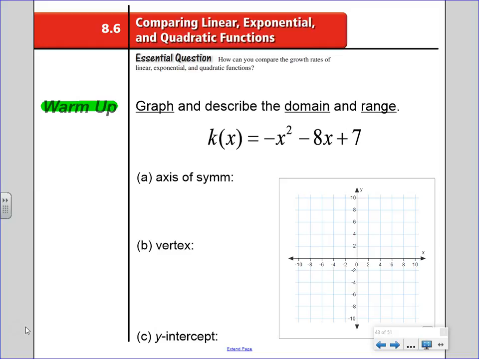Axis of symmetry. What formula did you come up with from your 8-3 notes? Raise a hand and Josh, go. Negative b over 2a. Okay. What equals negative b over 2a?